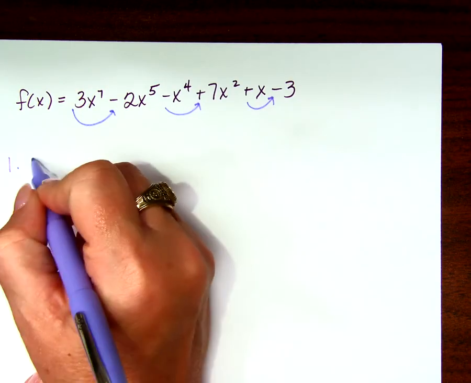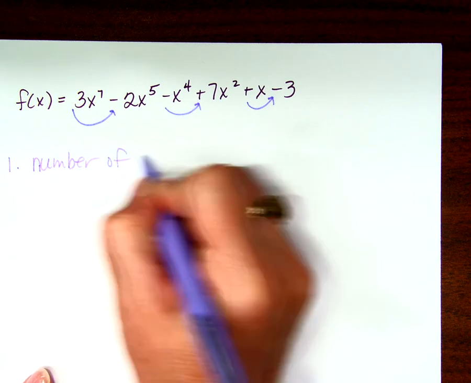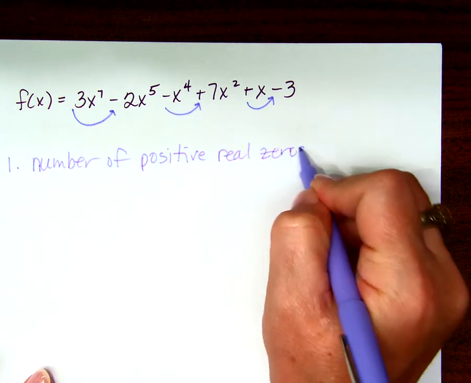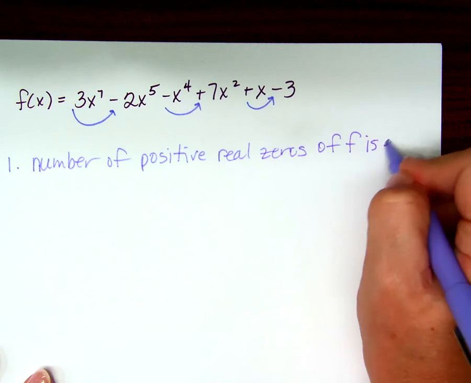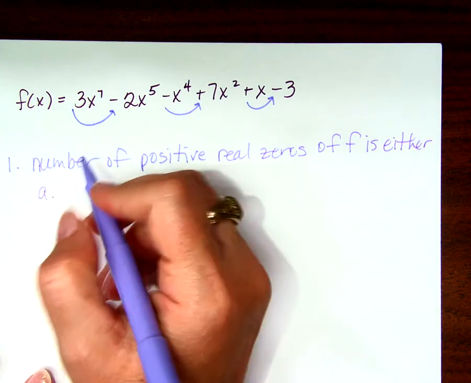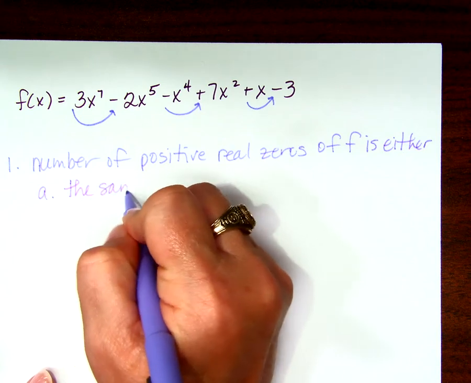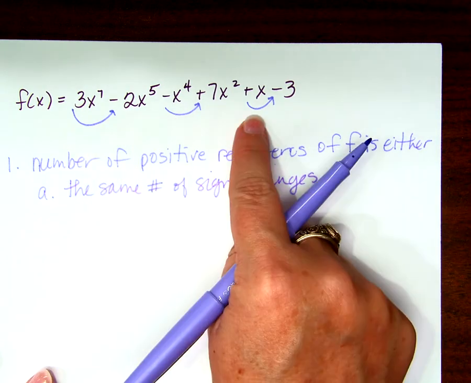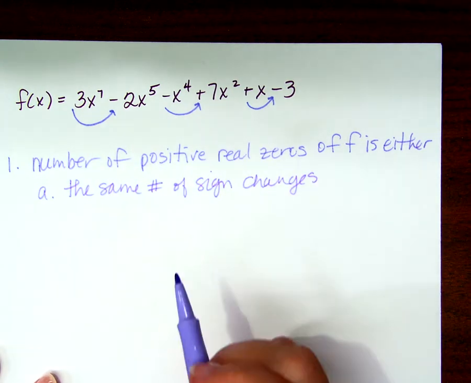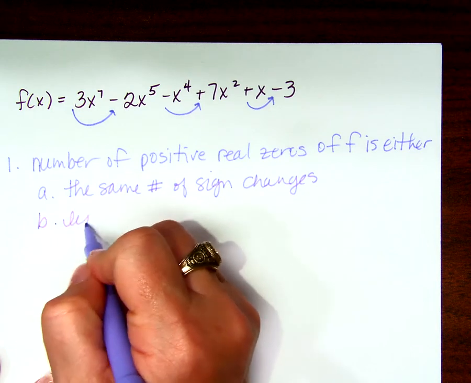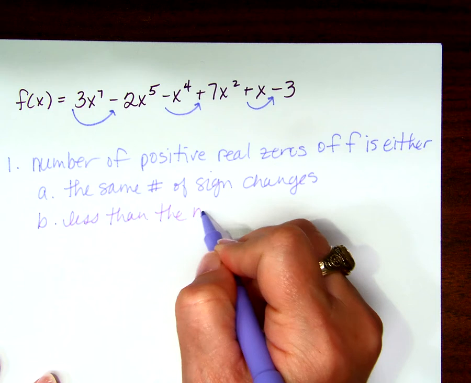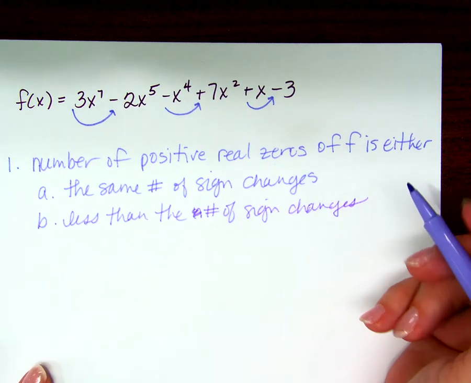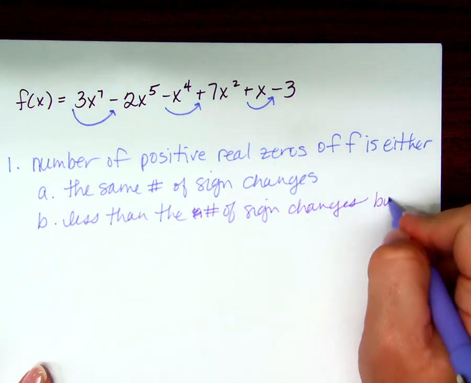The number of positive real zeros of f is either the same number of sign changes, so in this case 3, or less than the number of sign changes by a positive even integer.